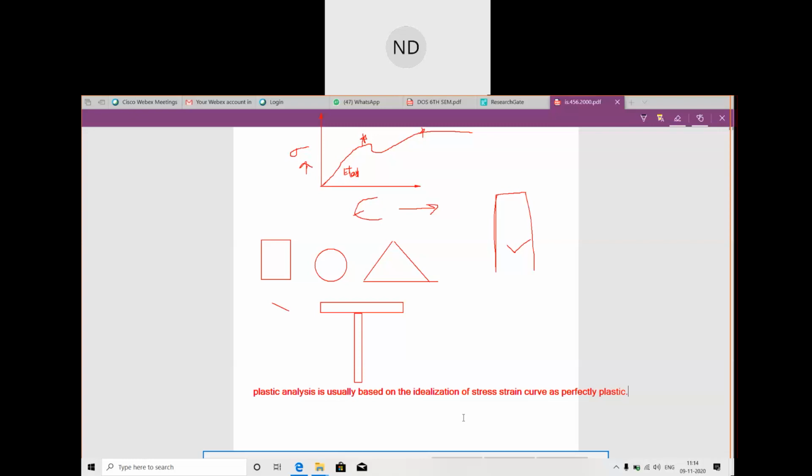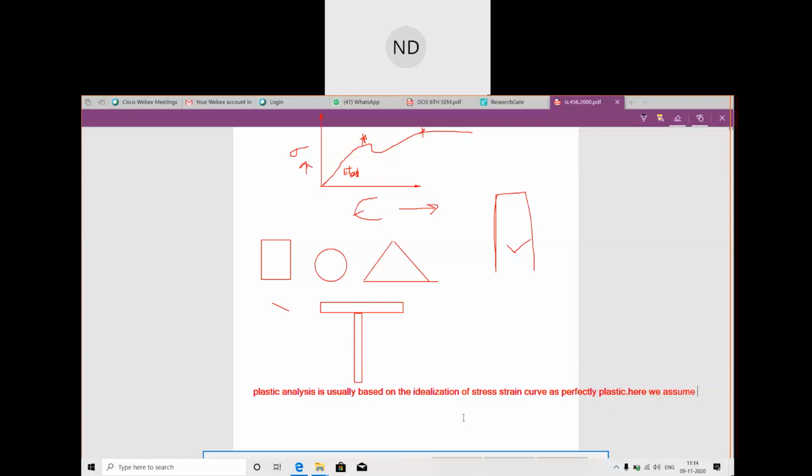In plastic analysis, here we assume, since I don't have the notes, I'm just simply typing here. I'm not ready with notes. I only found out today that I had to teach you this plastic analysis, so I'm typing whatever I'm telling, because I don't have perfect notes for you all. I have not prepared anything.